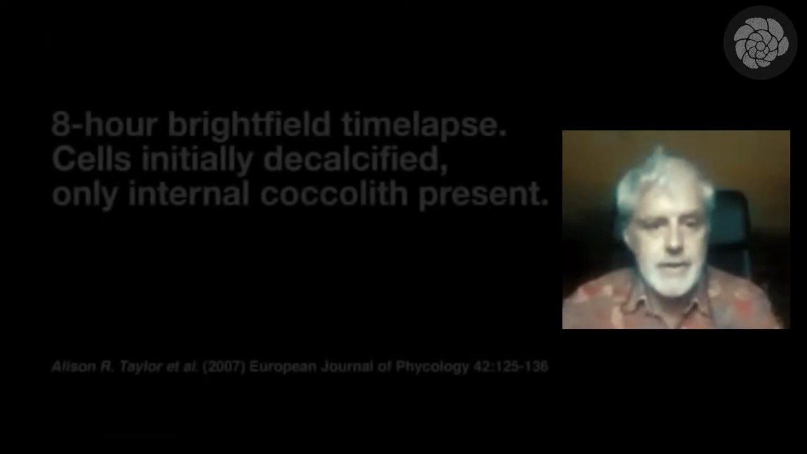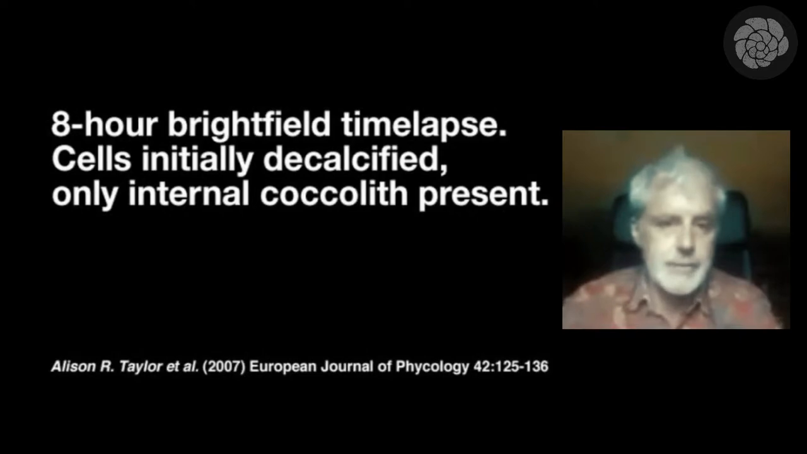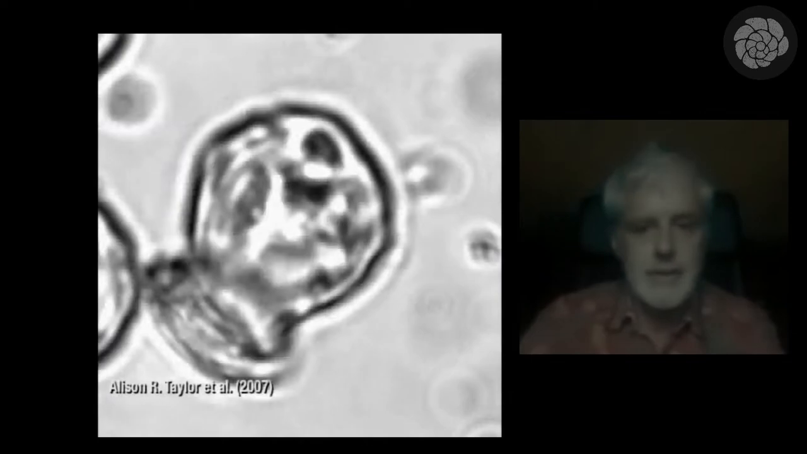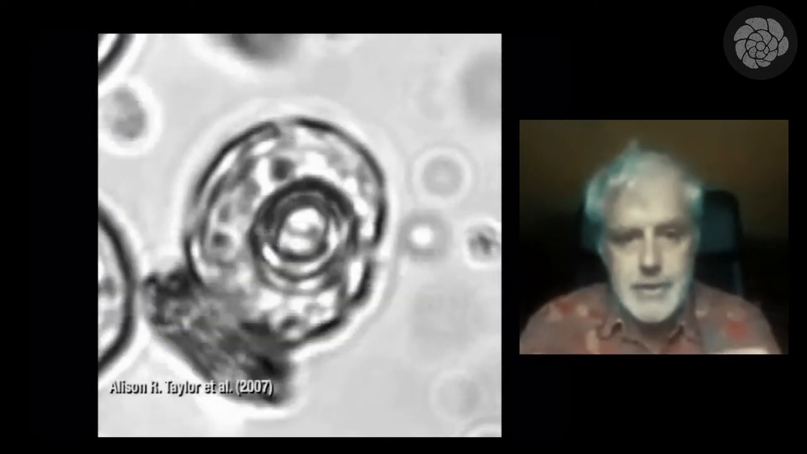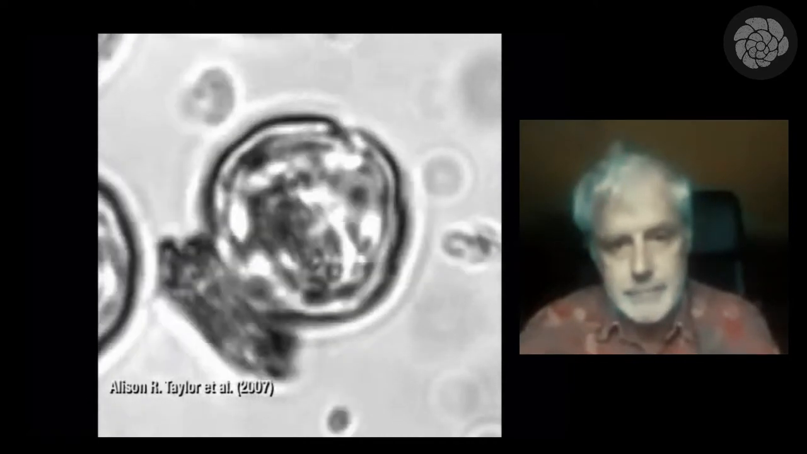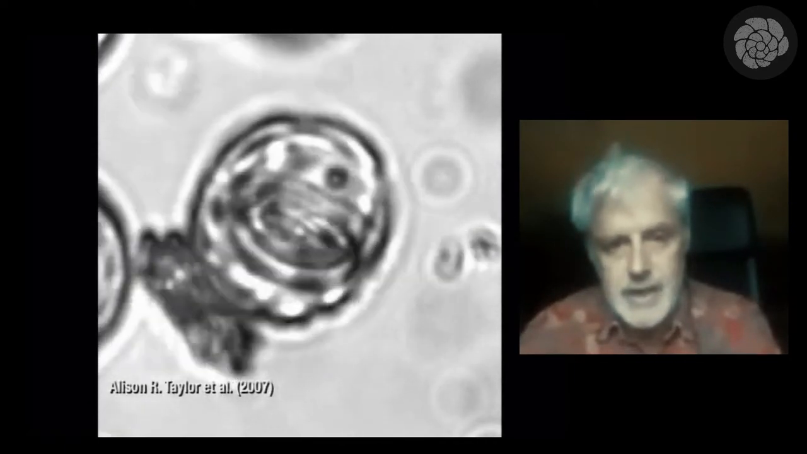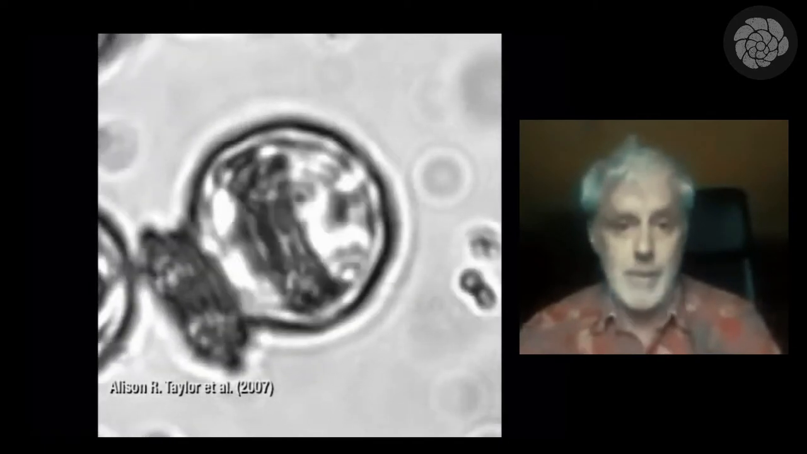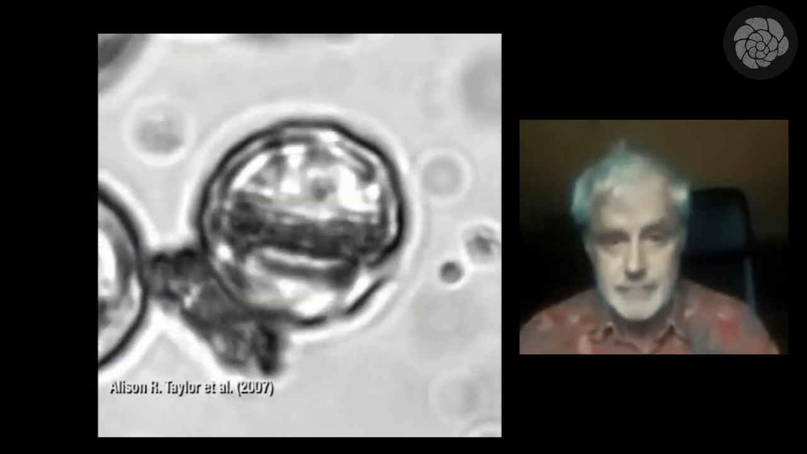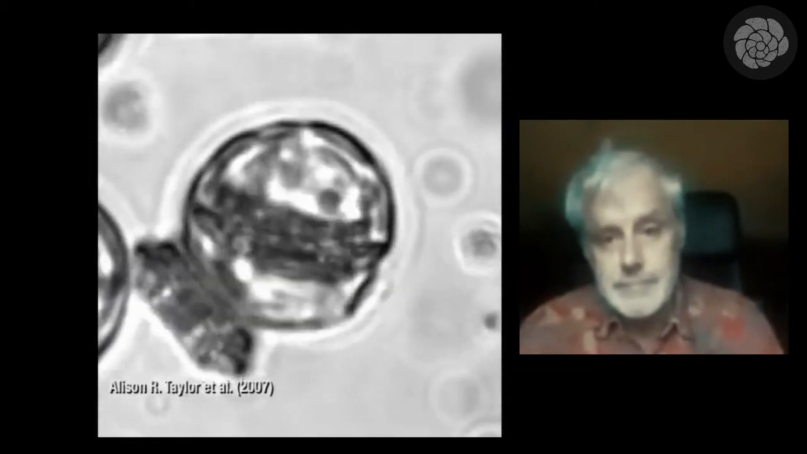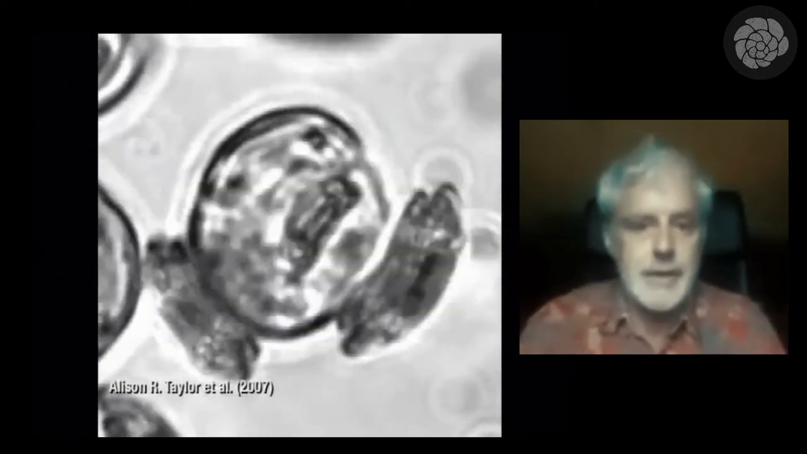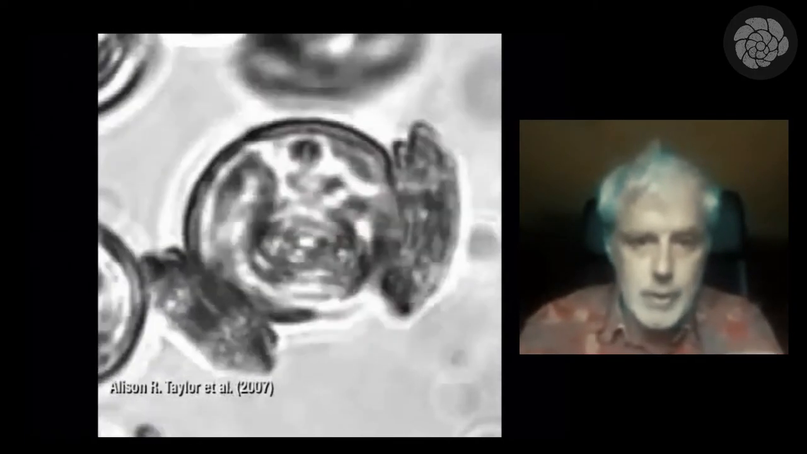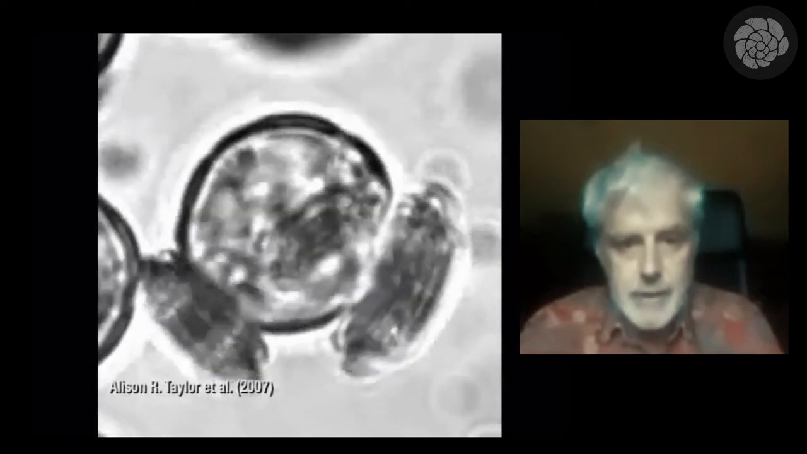which is basically an eight-hour time-lapse of Coccolithus pelagicus cells over an eight-hour time period, where the cells were initially decalcified. So here are these decalcified cells, which then formed one coccolith, and now you can see another coccolith forming inside the cell, getting bigger. It almost fills the entire cell at this stage. Must be uncomfortable. And then it gets pushed out to the outside, and another coccolith starts forming. You can see how it starts off much smaller, and again it slowly grows.